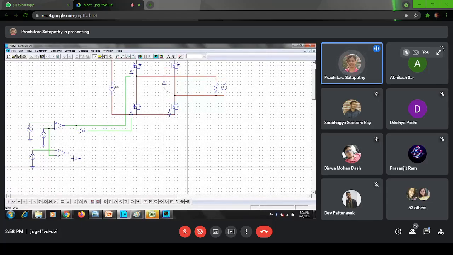And this one will be given to this one. The NOT gate output will be given to the below one. This one, yes or no?